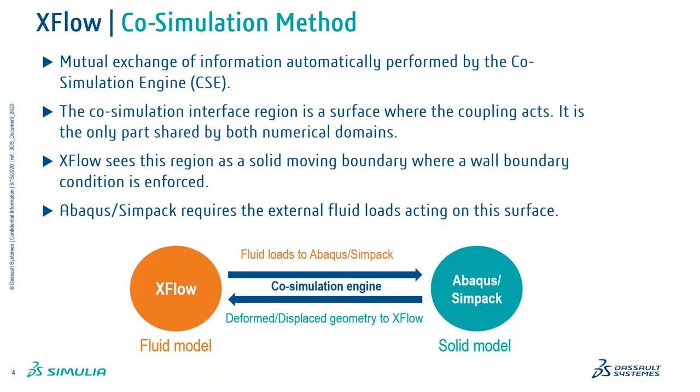So then XFlow will receive an updated geometry with a deformation or displacement, and then XFlow will perform another iteration on this updated geometry. And that's all there is to it really. It's just one setting change in the GUI, click and run, and the cross-simulation engine takes care of everything else. So I brought two examples, one for each coupling method.